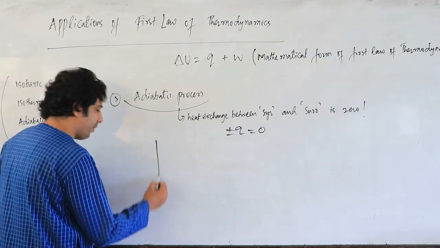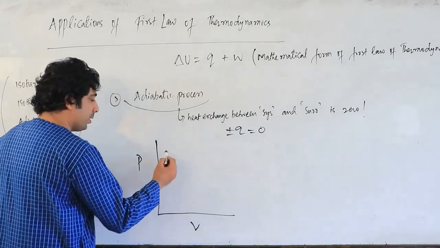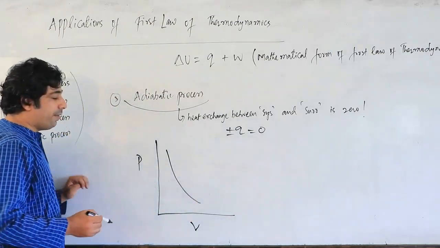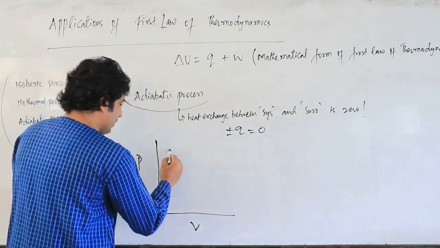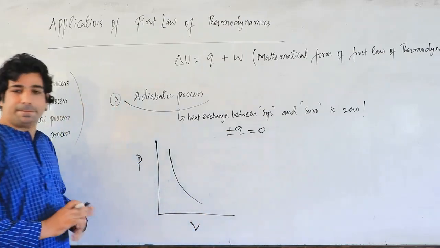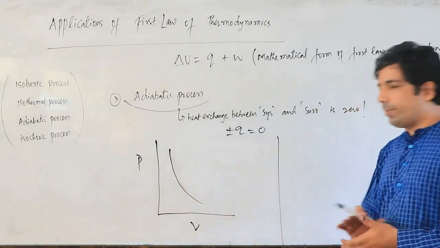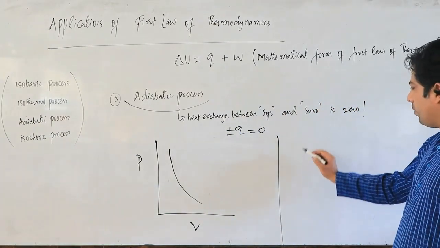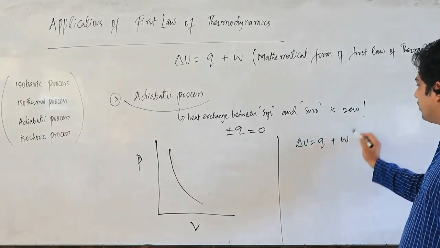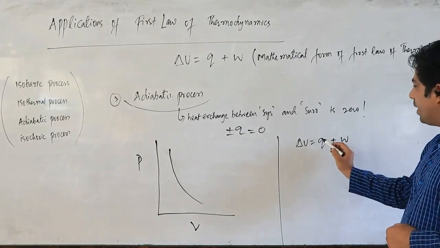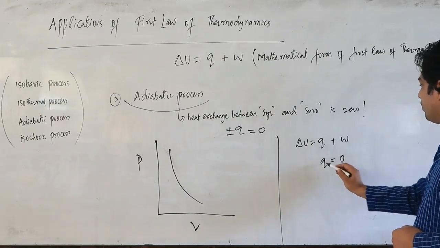So if we draw a graph here, it will be pressure versus volume. So this is the graph for what? The adiabatic process, my dear friends. So this is the graph for the adiabatic process. Correct? Now let us understand it with respect to the first law of thermodynamics, my dear friends. So what will that be? Have a look. Delta U is equal to Q plus W. Yes? So we know that in adiabatic process, Q is equal to 0.